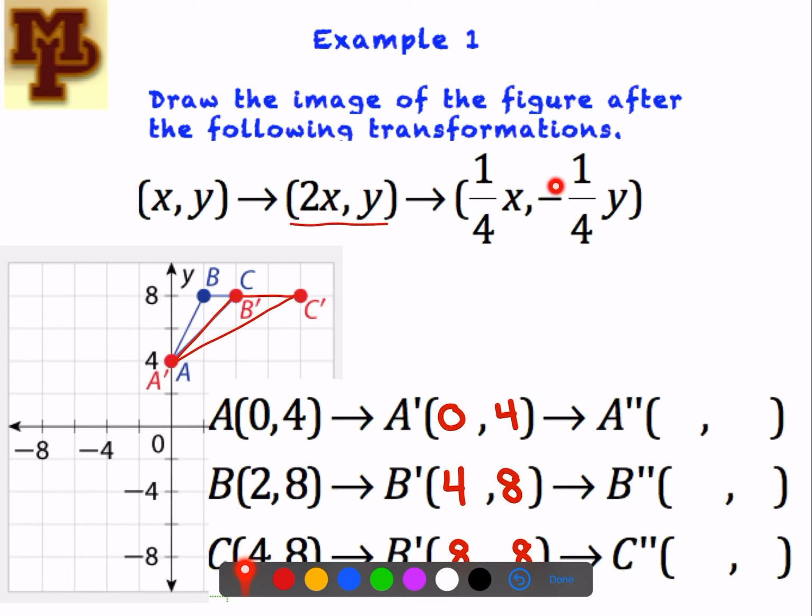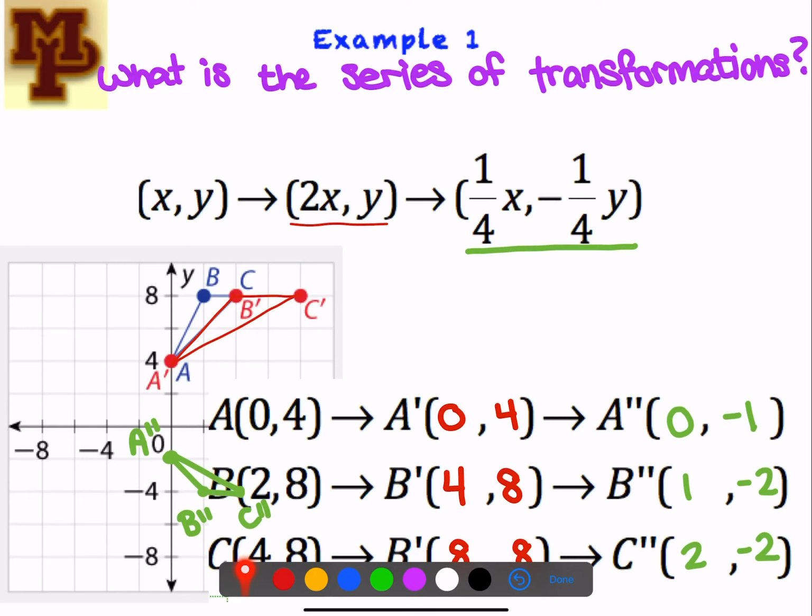So A double prime, B double prime, C double prime should be 0, negative 1 for A double prime, 1, negative 2 for B double prime, and 2, negative 2 for C double prime. What is the series of transformations that led to this? So go ahead and pause the video if you need to. Think about it for a second.